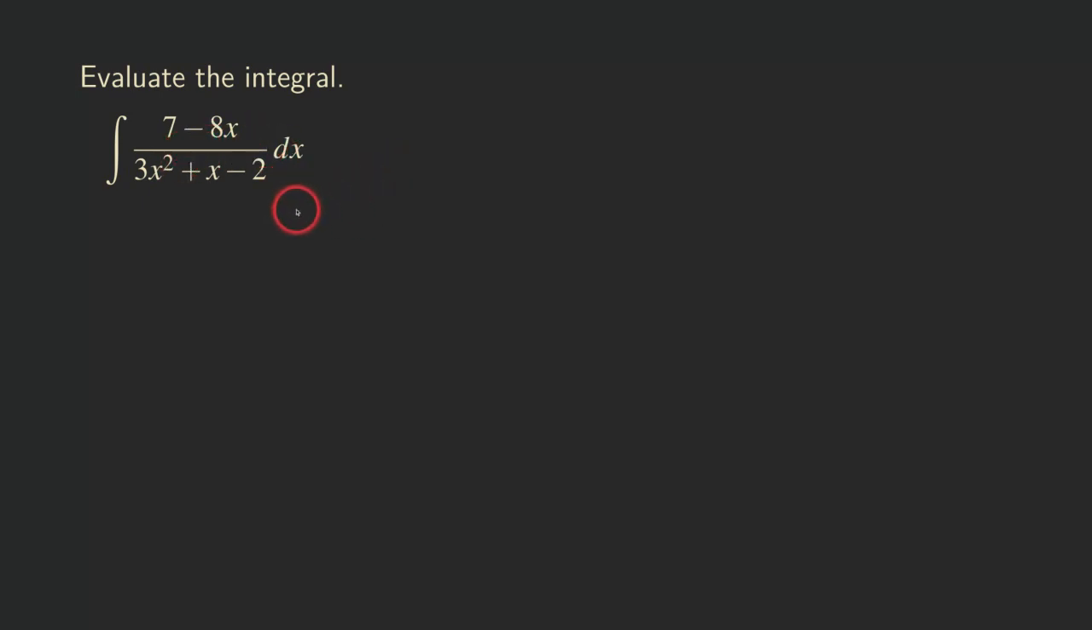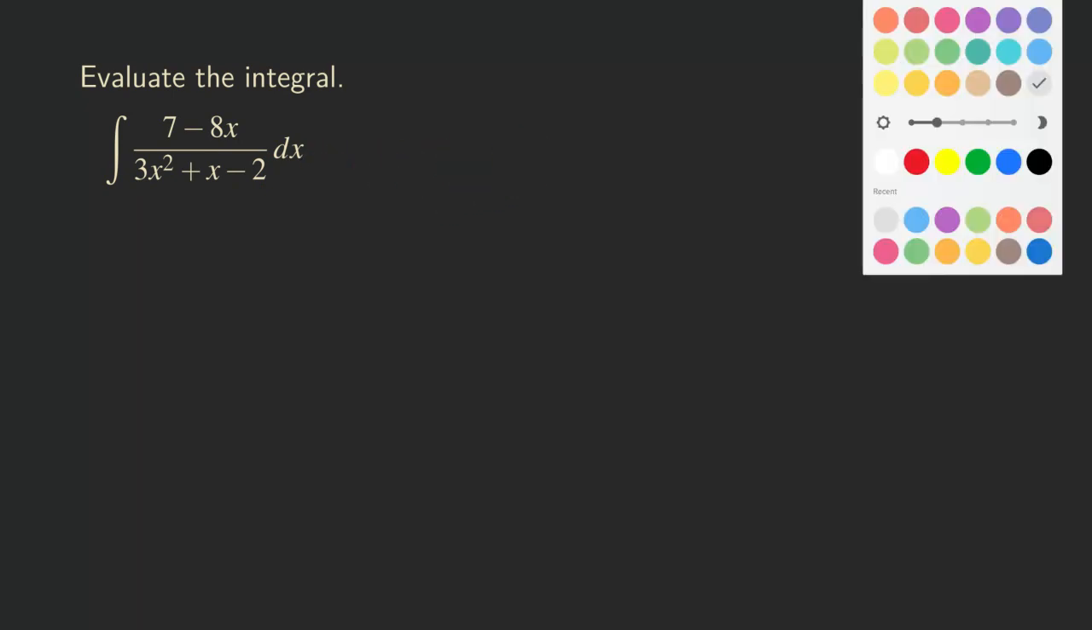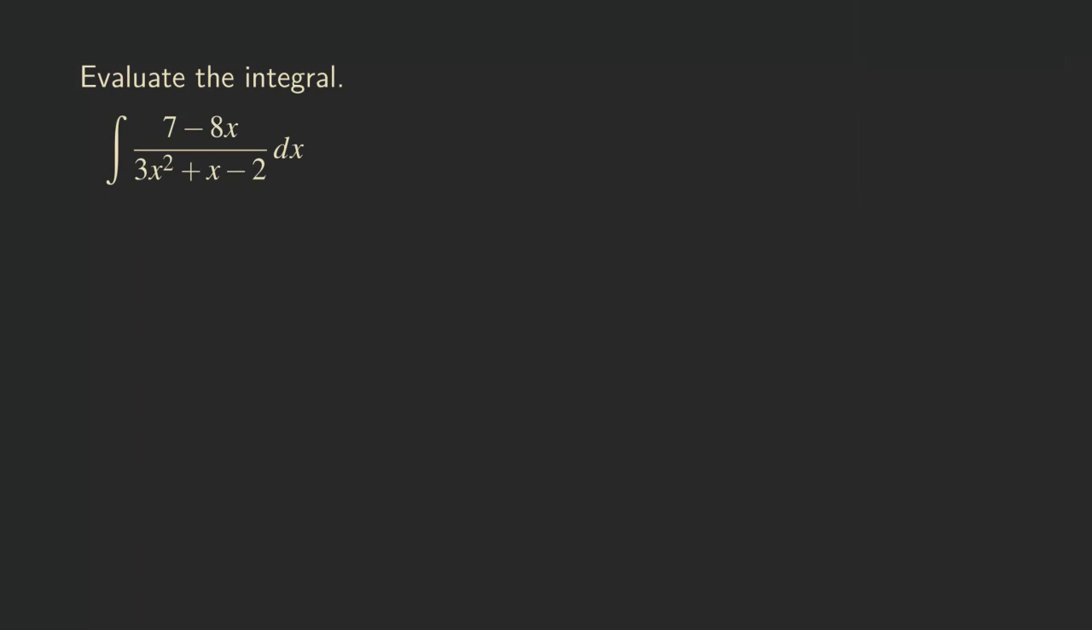To get started, we want to factor the denominator and see if it's factorable. If it's factorable, then we can decompose it into partial fractions with linear denominators. Okay, so let's do that. First, we are going to factor the 3x squared plus x minus 2.